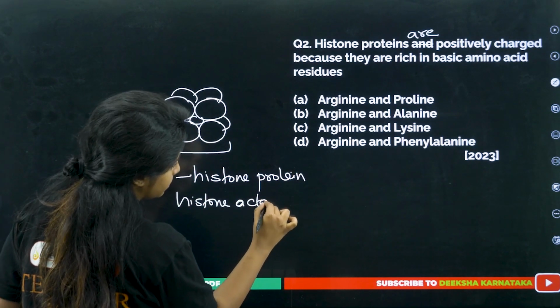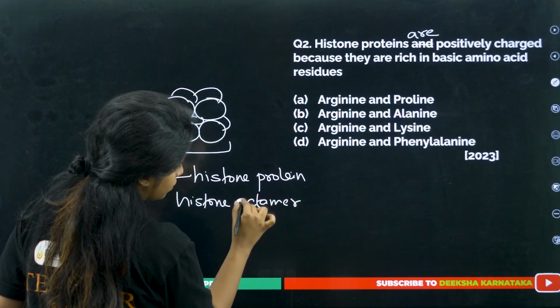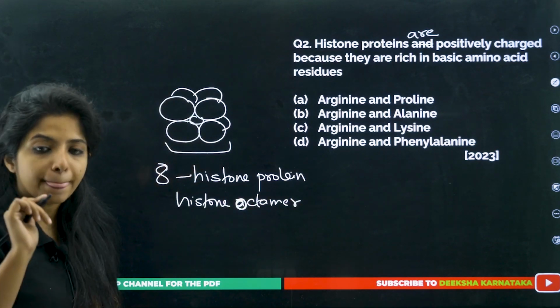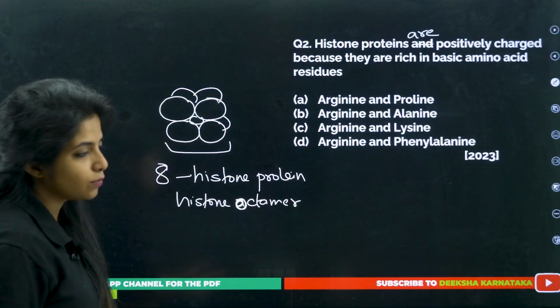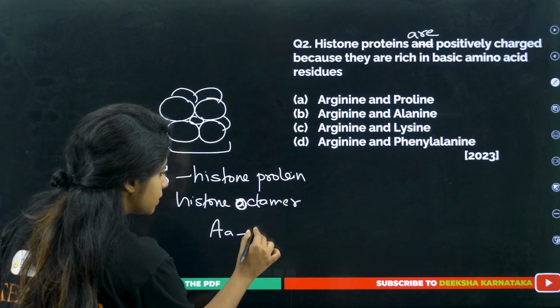Octamer stands for 8. This is the octamer. Now, it is a protein, so protein has to be made up of amino acids.